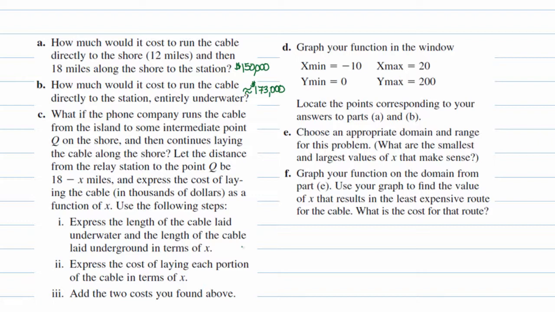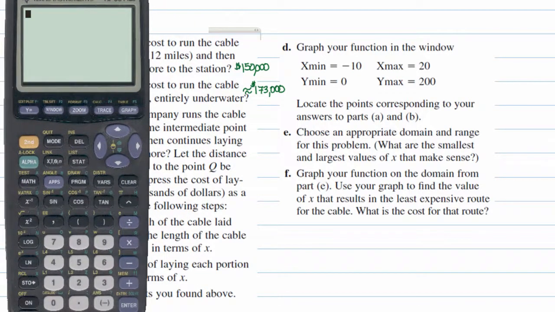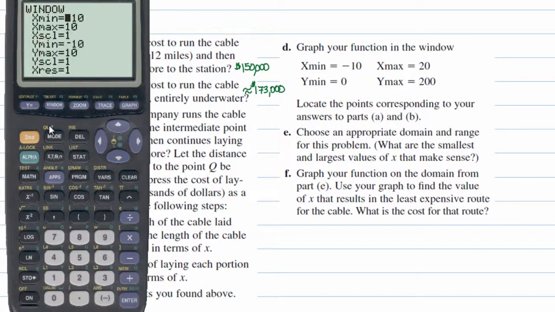Now, if you look at part C there, and if you read through all the extra steps, that's exactly what we did. So you can read through that if you want, but I've already done it. Part D is asking us to graph the function in the window, let's see, -10 to 20. So let me adjust my window while I have it on the screen. -10 to 20 and 0 to 200. So y equals 0 to y equals 200.